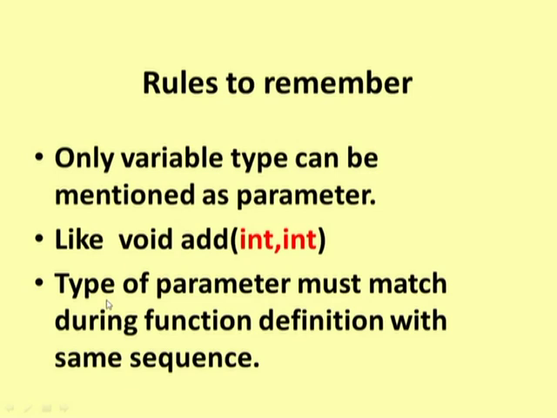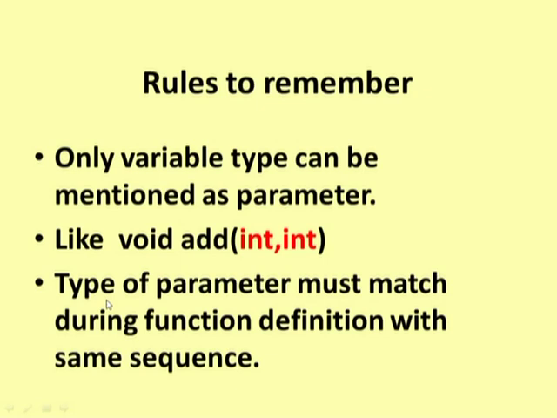Means if in the function prototyping I write void add, within the braces integer comma integer, and when I try to write the body for add, if I write void add and only pass integer a, then it gives an error. Because in the prototype you told the compiler that my add function will take two parameters, and within the definition you are passing only a single parameter. So it generates the error. So the parameters must match during the function definition with the same sequence.